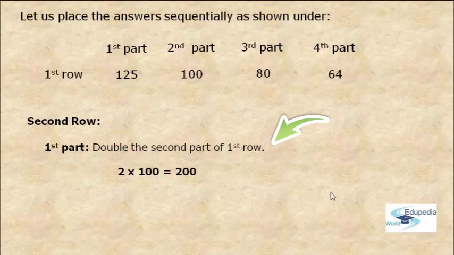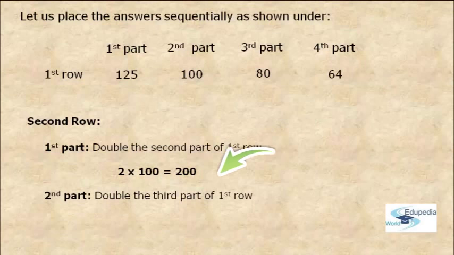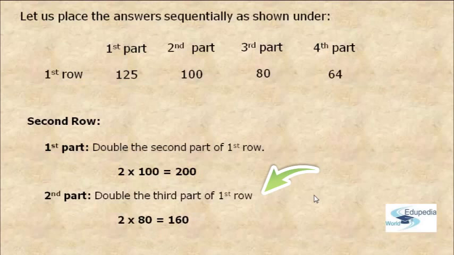Now moving to the second part, what we have to do here is we have to double the third part of the first row answer. So here in the first row, the third part what we have got is 80, and if we double the number 80, we will get 160 as the answer. After getting the first part and the second part of the second row answers, we have to write these two answers right below the first row as shown here.